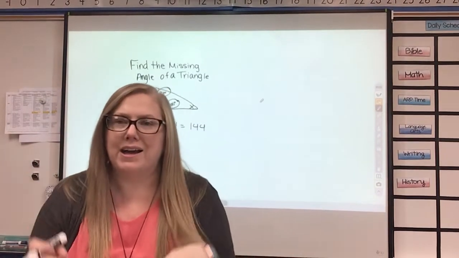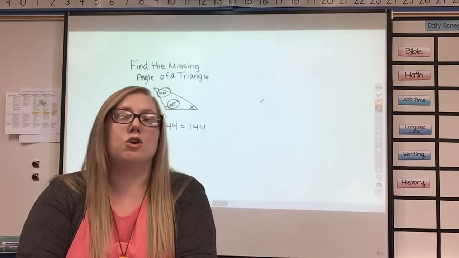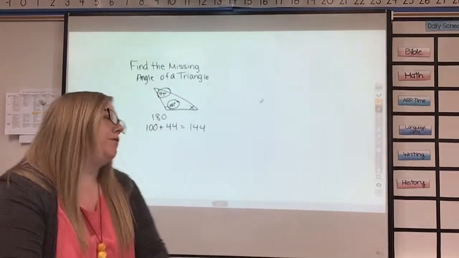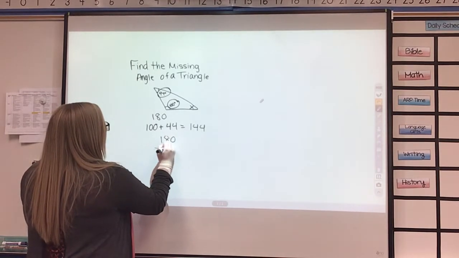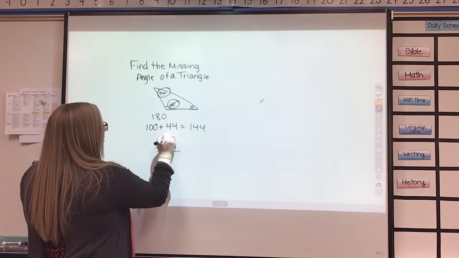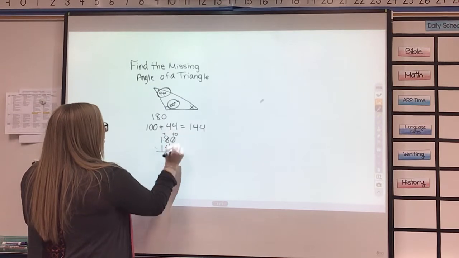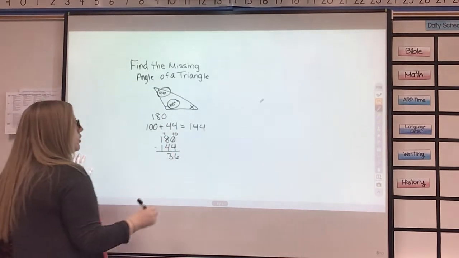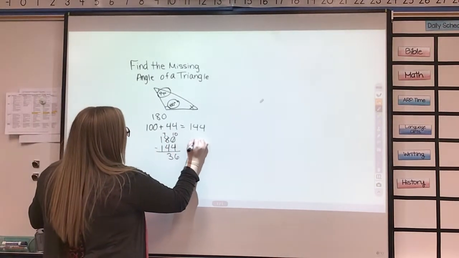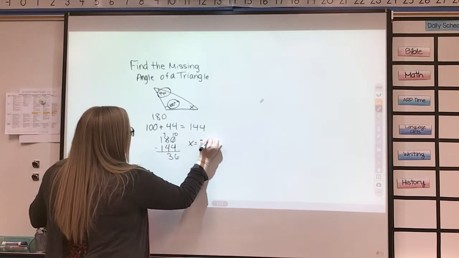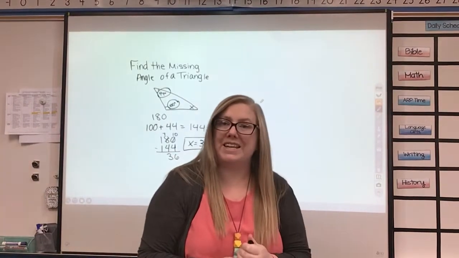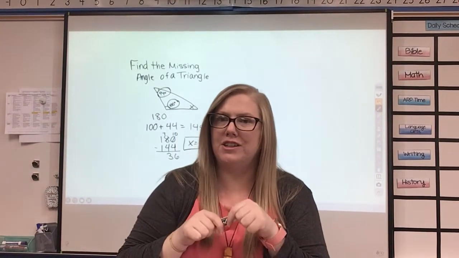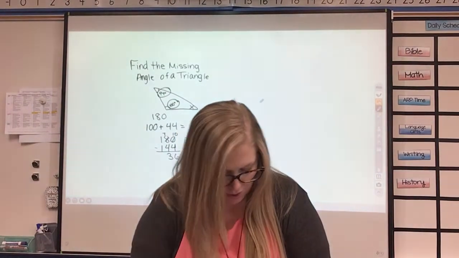If I want to find X, how would I do that? You should have said subtract 180 by 144. 36. So X equals 36. Pretty easy, right? Not hard, just a little bit of math required.